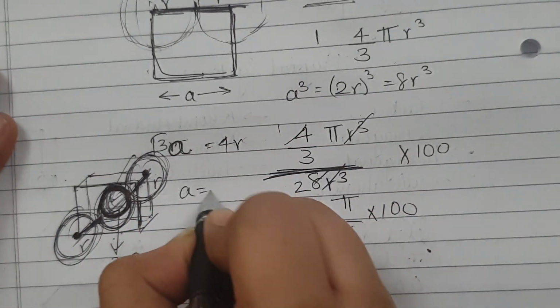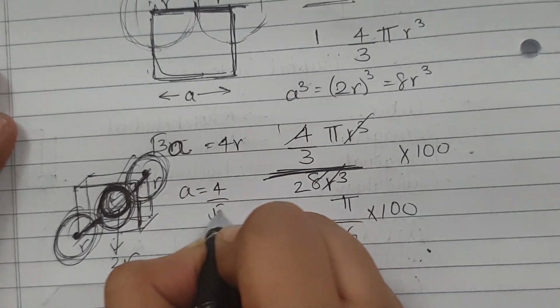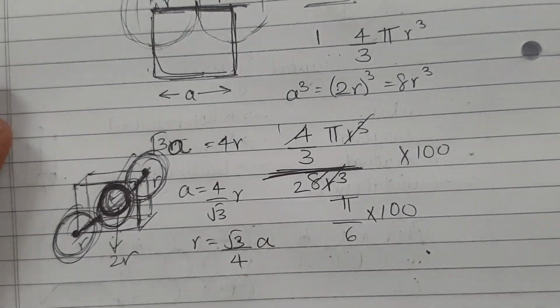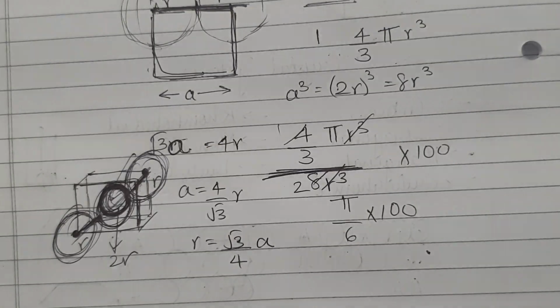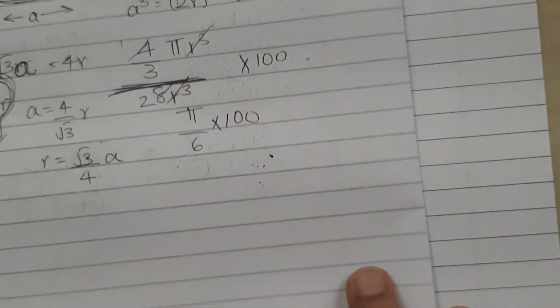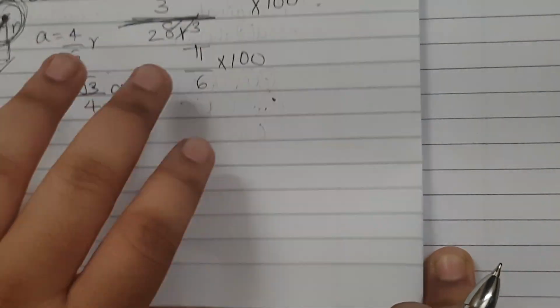तो हमारा a will be equal to 4 by root 3r and r will be equal to root 3 by 4a. Once you have got this, again you know the formula for volume of a sphere, you know the formula for volume of a cube, you can easily find them out. Now we'll see how you find out the radius and side length ka relation in case of a face center.